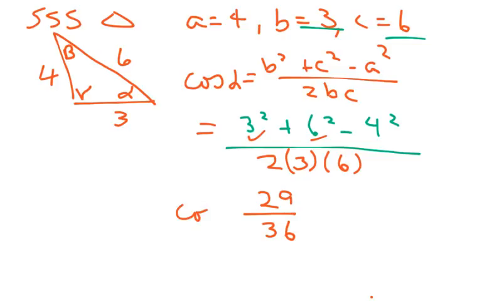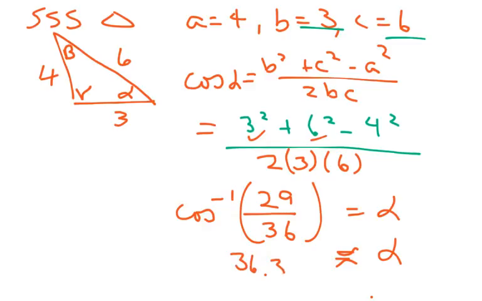Do cosine inverse of this to find what alpha is. So alpha approximately equals 36.3 degrees. Alright, that was really easy.